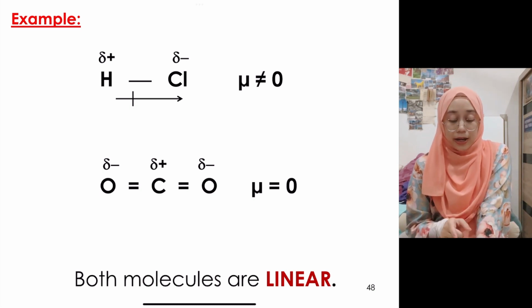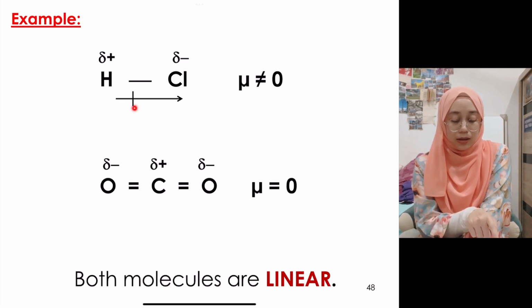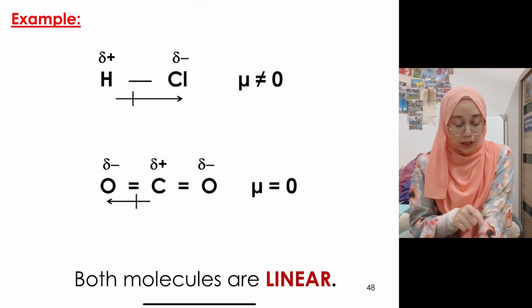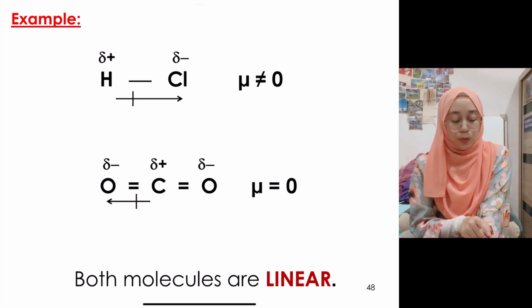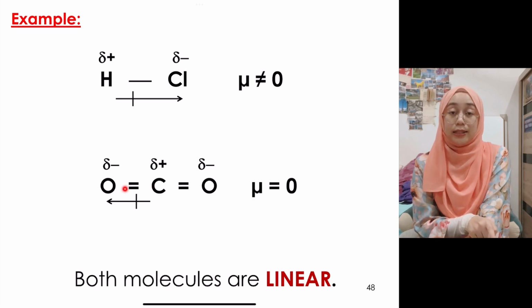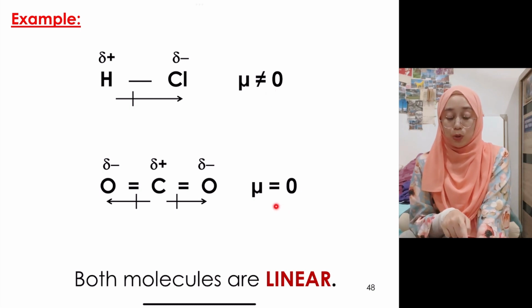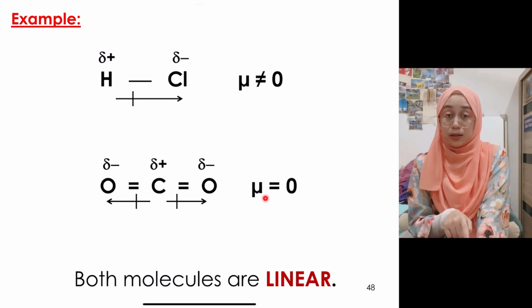Okay, and then since yang ni ada, kejap. Okay, so sama juga dengan yang bawah. Yang bawah pun kalau kita tengok bond yang terhasil antara C dengan O, so it is also a polar bond. Okay, ini polar bond juga kat sini sebab ada beza electronegativity antara C dengan O. Okay, so yang ni pun ada beza juga C dengan O. Tapi the resultant dipole moment dekat kita punya HCl is not equals to 0. Meanwhile, kalau CO2 pula, the resultant dipole moment is equals to 0.